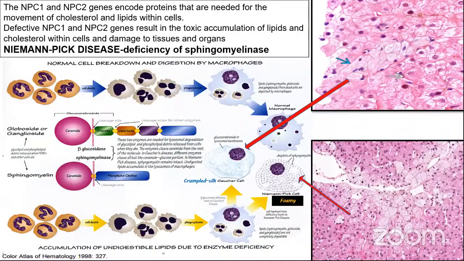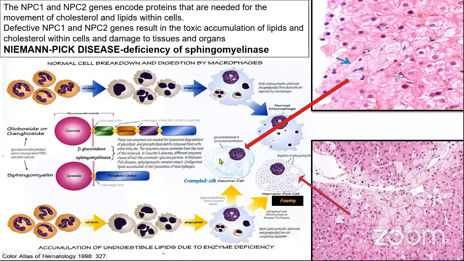Next, we come to a disease which is also characterized by foam cells, that is the Niemann-Pick disease. The Niemann-Pick disease is a result of a deficiency of sphingomyelinase. And a deficiency of sphingomyelinase then results in the toxic accumulation of lipids and cholesterol within cells. And as these cells collect, the tissues are damaged, organs are damaged, and the Niemann-Pick cell is a foamy macrophage.